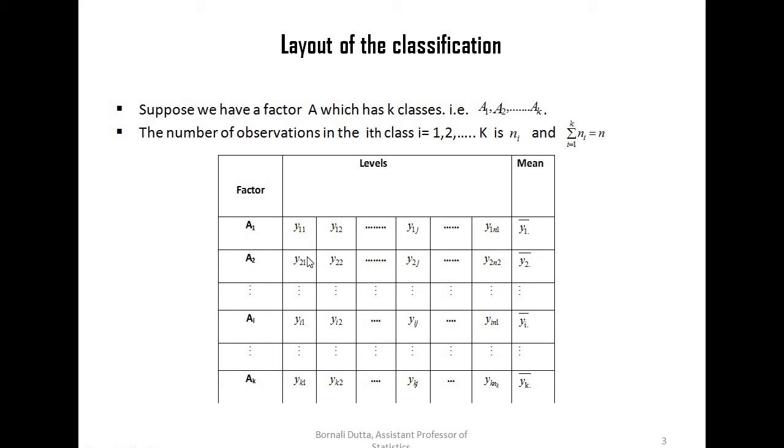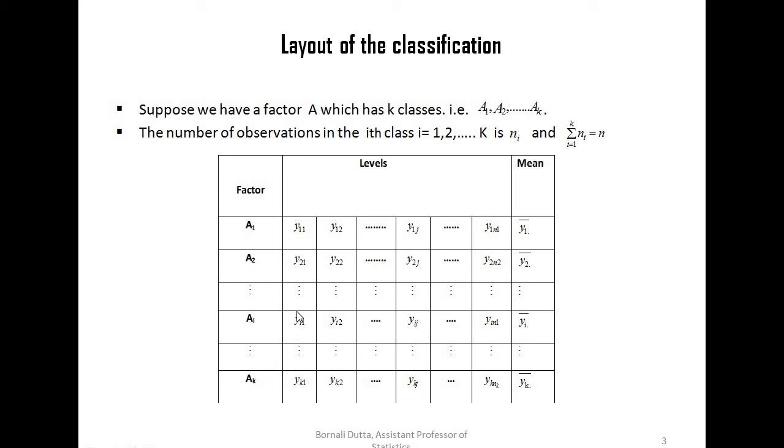Similarly, y21 represents the first observation in the second class, y22 represents the second observation in the second class, y2j represents the jth observation in the second class, and y2n2 represents the n2th observation in the second class, and similarly y2 dot bar represents the mean of the second class, and Ai is the ith class of the factor A.